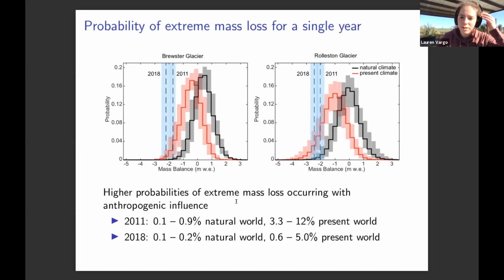So here are the results. These are probability distributions of extreme mass loss in a single year for Brewster Glacier on the left and Rolleston Glacier on the right. So I'll walk through these plots. We see mass balance on the x-axis with more negative mass balances to the left.